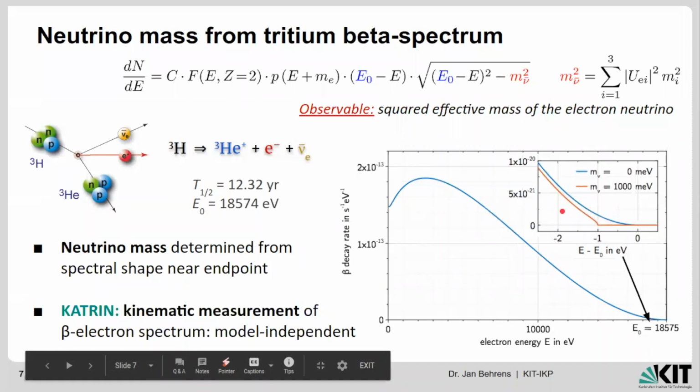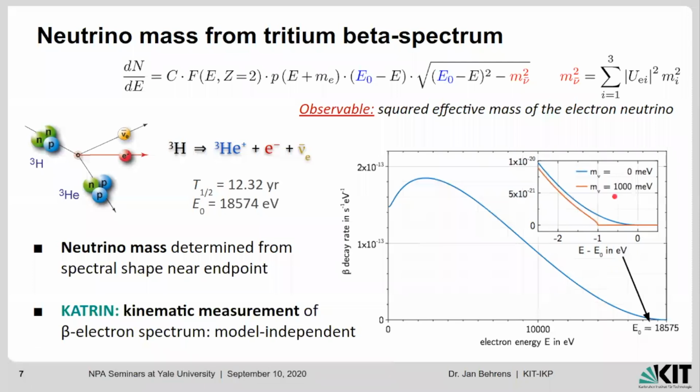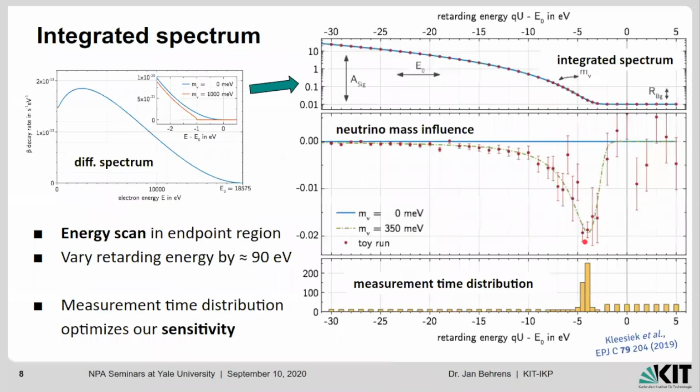And in the endpoint region, we can distinguish the spectral shape of the spectrum, and we see an influence of the neutrino mass. So in this case, it's 1 eV mass, where you can see a clear distortion in the spectrum that we can resolve by our measurements. At KATRIN, we measure the integrated spectrum, not the differential spectrum. So this is an important thing to keep in mind. The differential spectrum shown on the last slide is converted into an integral spectrum in our measurements.